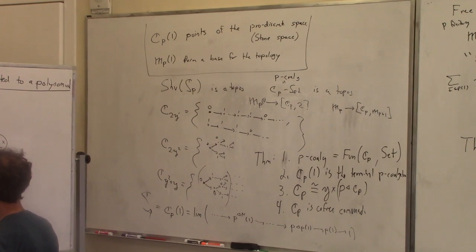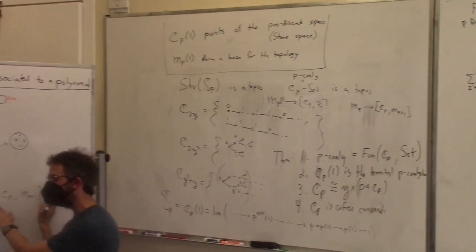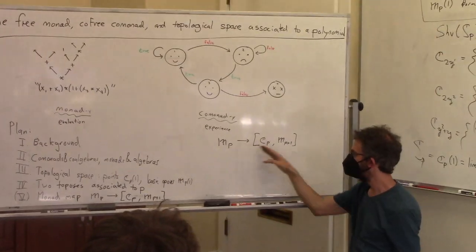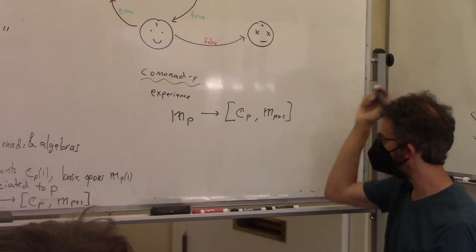So MP is a monad. For any comonad and monad, the inner Hom between them is a monad. So, okay, suppose I gave you this map. How could you get the derivation?